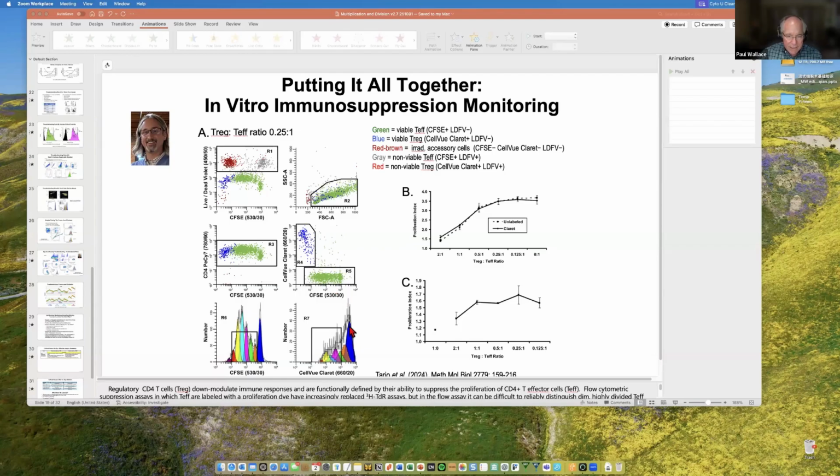And what you can see, to your question, is that there is actually some proliferation. The cell view claret was the one used for the Tregs. The CFSE was the one used for the effector cells. There actually is some proliferation, and frankly, that was a surprise to us. As I recall, the amount of proliferation that we saw decreased with the more Tregs that were in the assay. So it appeared to be a function of what the effector to Treg ratio was.